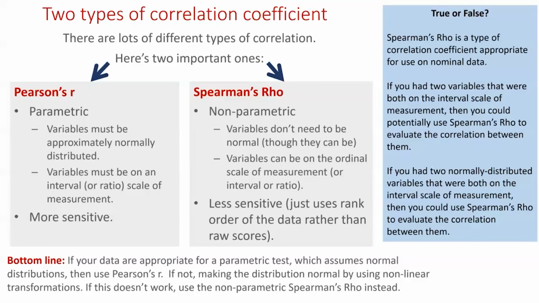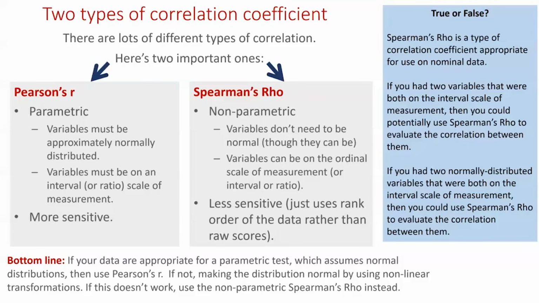If that's not the case, where let's say the data isn't normally distributed, then we're going to try and make that distribution normal by applying nonlinear transformations to it, and we'll tell you how to do that later in the course. But if we do our nonlinear transformations and we can't make the distribution normal with them, then we would use our non-parametric Spearman's rho instead. So Spearman's rho is our backup plan if we can't meet the assumptions for Pearson's R.